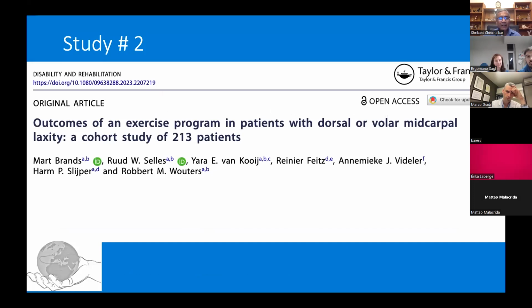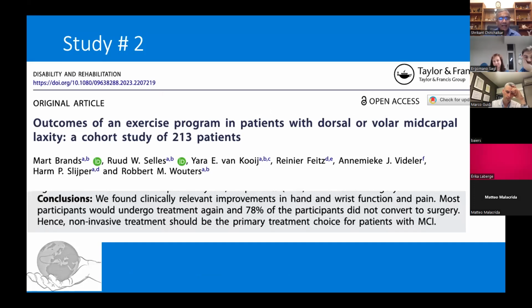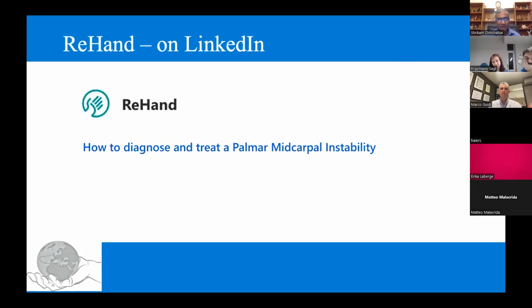The other paper that I'm quoting here is by Mart Brands. Again, I think both these papers are from the Netherlands, and they concluded that by using the exercise program for patients with dorsal or volar palmar laxity, they treated 213 patients, and they identified that 78% of the participants did not require any surgical intervention. You can imagine that a 78% success rate was achieved through conservative management.